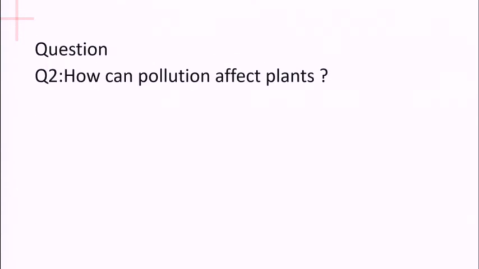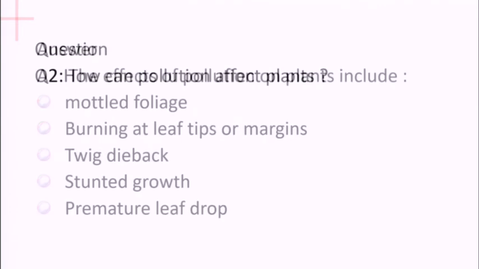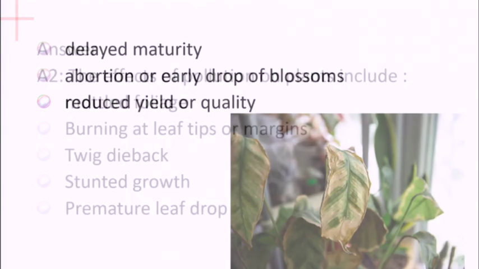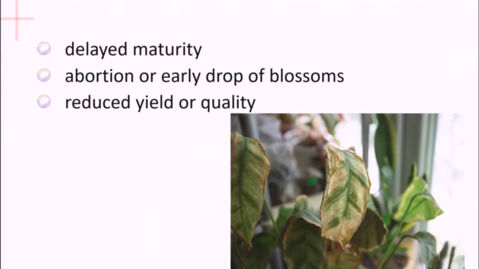Now, let us see question 2. How can pollution affect plants? The effects of pollution on plants would include mottled foliage, burning at leaf tips or margins, twig die off, stunted growth of the plant or premature leaf drop, delayed maturity, abortion or early drop of flowers, reduced yield or quality getting declined.